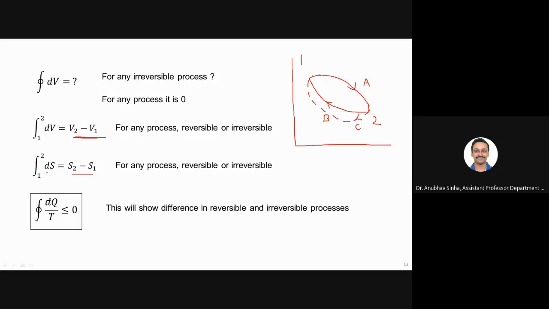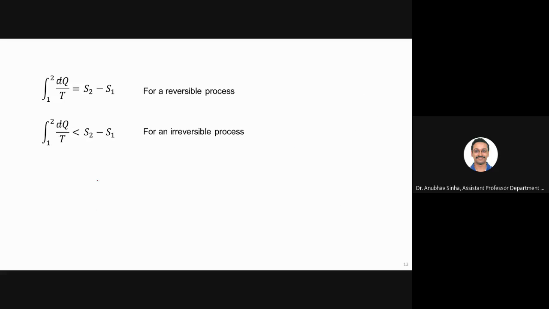Now, we want to see what is the difference between reversible and irreversible. So for that, we'll go to the Clausius inequality. So this will be different. What will be different? This will be equal to delta S for a reversible process, but it will be less than delta S for an irreversible process. So I hope this answers your question. Sometimes let us say that dq is negative, but all the time, if it is an irreversible process, it will be less than entropy.